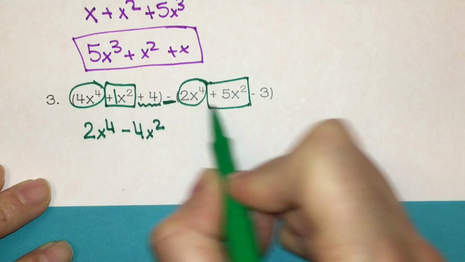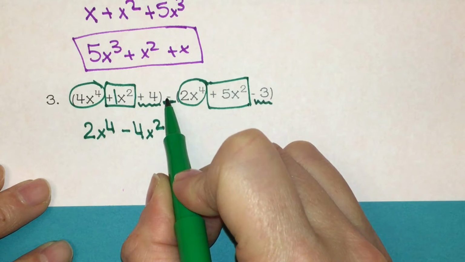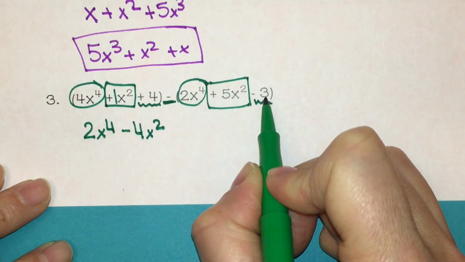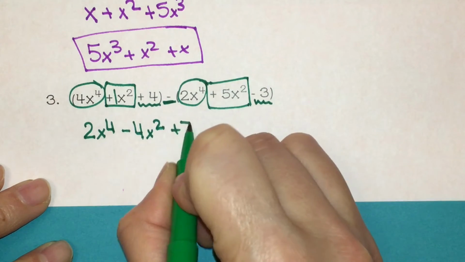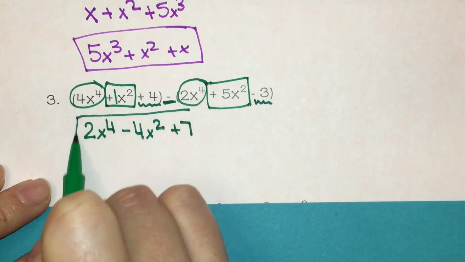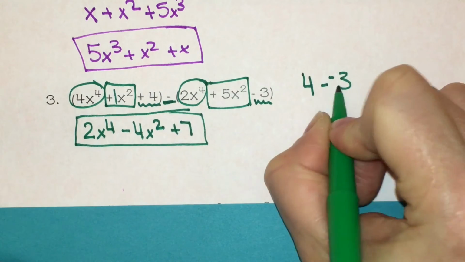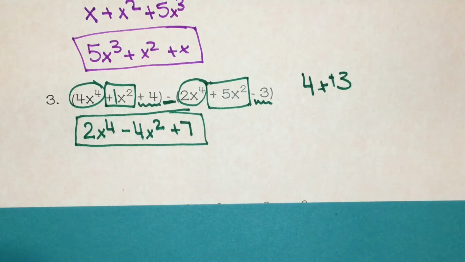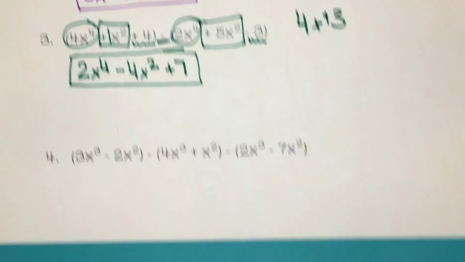Here we have positive 4 minus negative 3. Well, when you have a minus a negative, it's plus a positive. So 4 plus 3 gives us plus 7. And if you need to write it out so you can see it, we had a 4 minus negative 3, change it to plus a positive. Okay, if that helps you with how I got the 7. All right, last one.